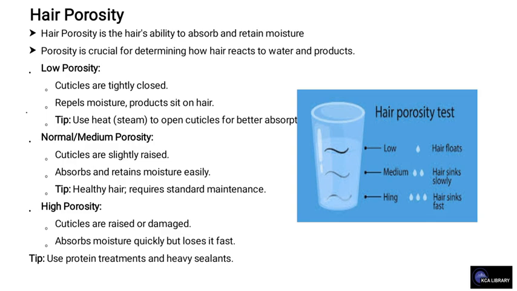With normal porosity, the cuticles are slightly raised and it absorbs and retains moisture easily. The tip is, healthy hair requires standard maintenance. For high porosity, the cuticles are raised or damaged. It absorbs moisture quickly but loses it fast. So the tip is to use protein treatment and heavy sealant.